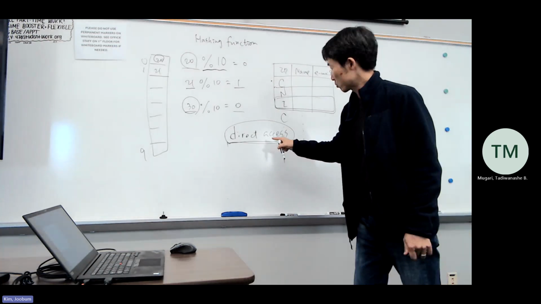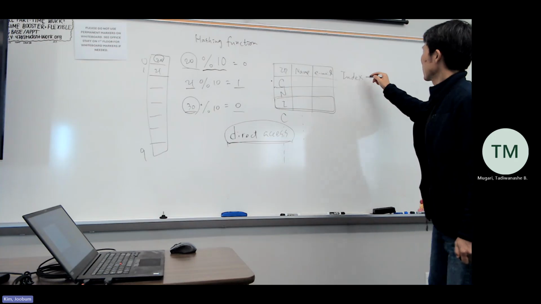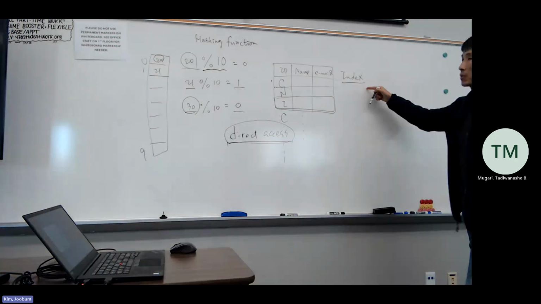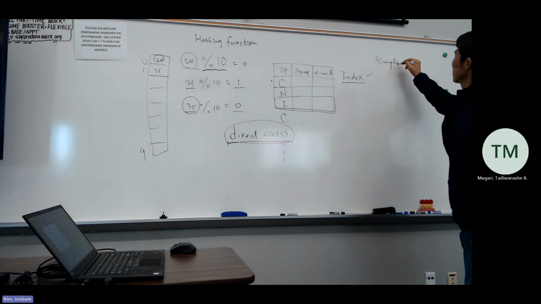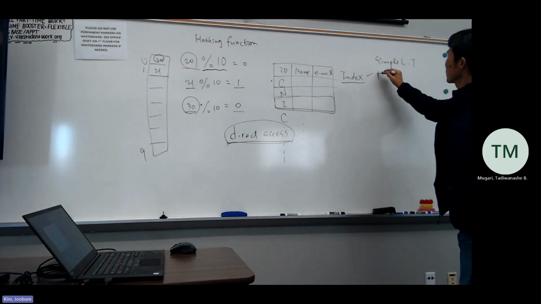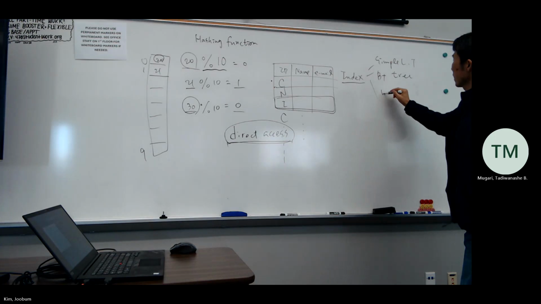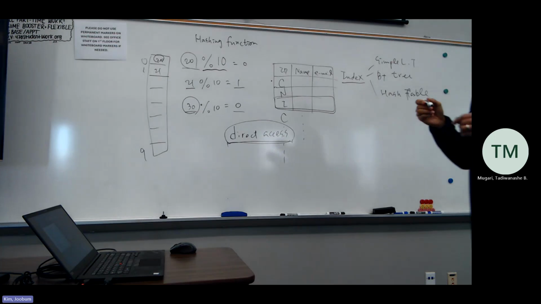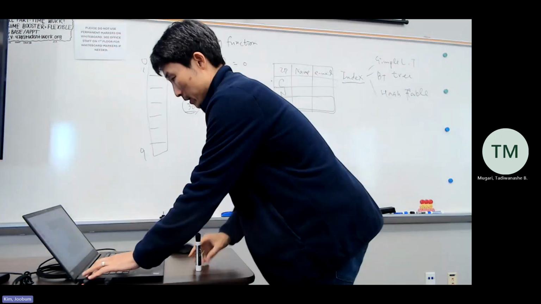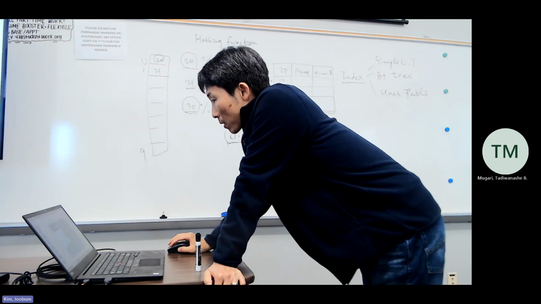So in order to support this direct access, we need an index table. The index table can be implemented by a simple linear table or B plus tree or hash file, hash table. Make sense? Okay. This is the first part.